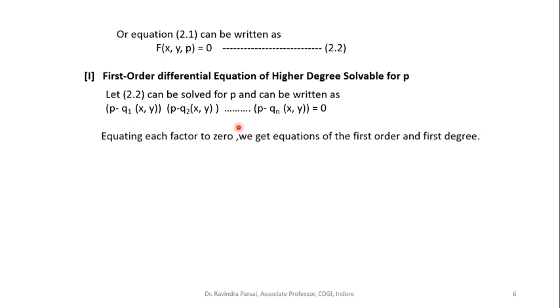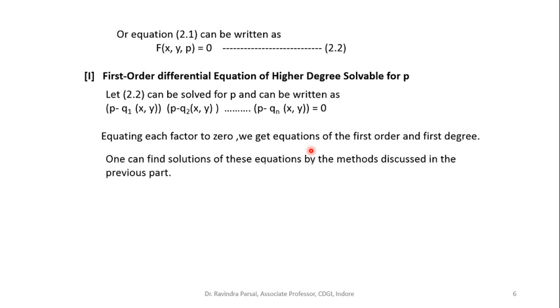Now, just by equating each factor to 0, one can find the equation by the method discussed in the previous part, as to how you can solve. So that's why your problem of high degree is reduced into first degree, and the order is already 1. So that's why we have a lot of methods for solving first order and first degree ordinary differential equations, so you can apply accordingly.